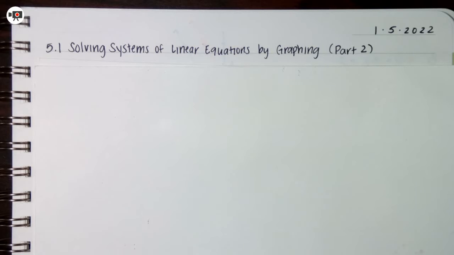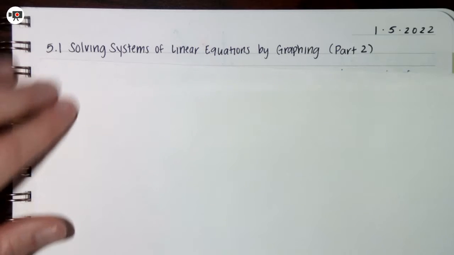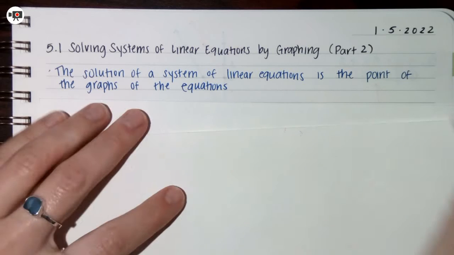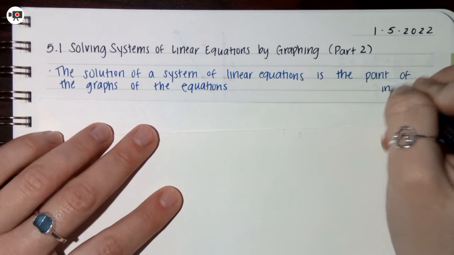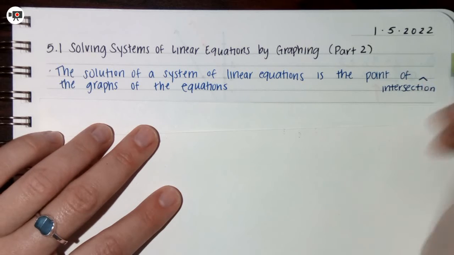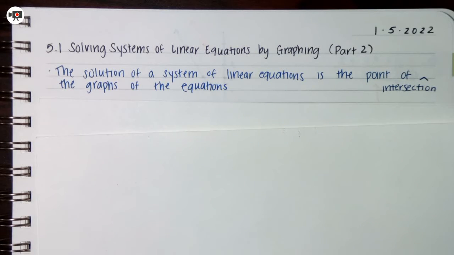This is 5.1, Solving Systems of Linear Equations by Graphing, Part 2. The solution of a system of linear equations is the point on the graphs. It's the point of intersection of the graphs of the equations.